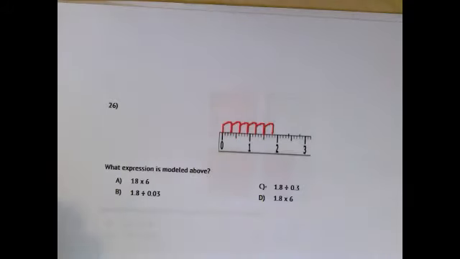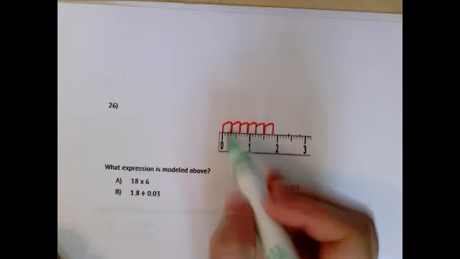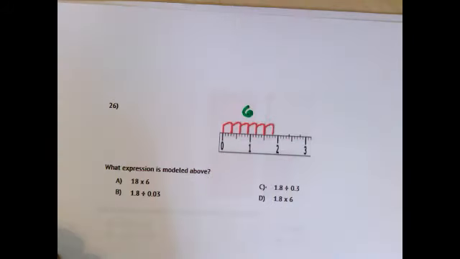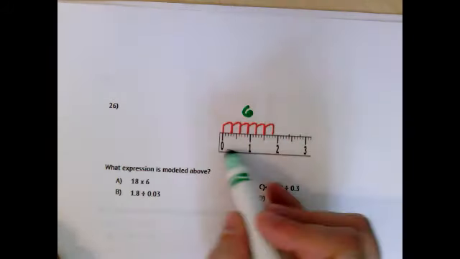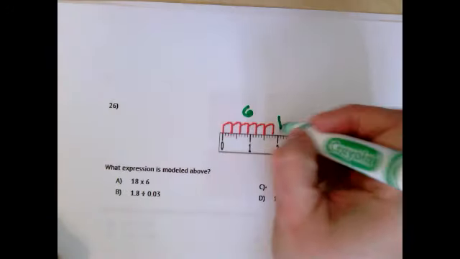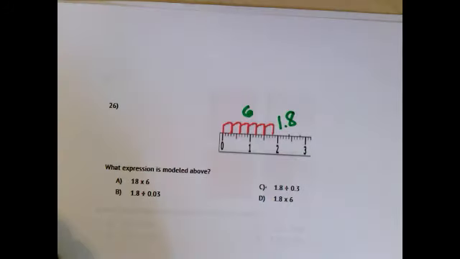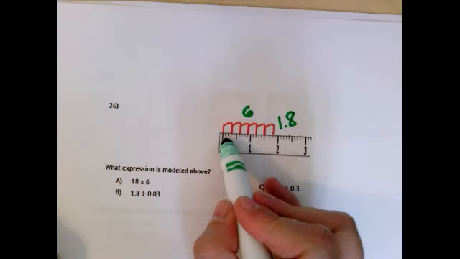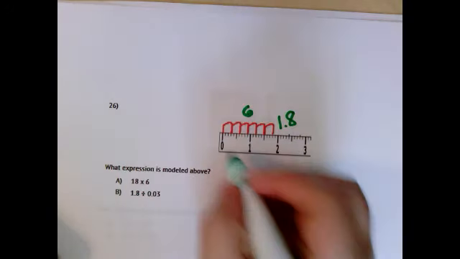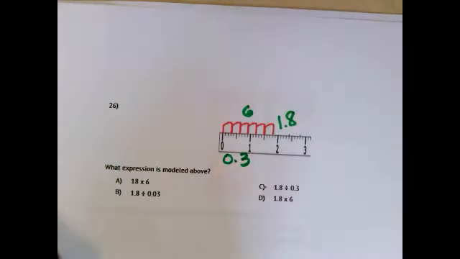26 was another number line, and it asked what expression was modeled above. So the first strategy that I would say is label what you know. I can tell I have 1, 2, 3, 4, 5, 6 jumps. I can tell that I'm up to 1 and 8 tenths is where I land. And then let me see how many tenths are in each jump. 1, 2, 3. It looks like there are 3 tenths in each jump.